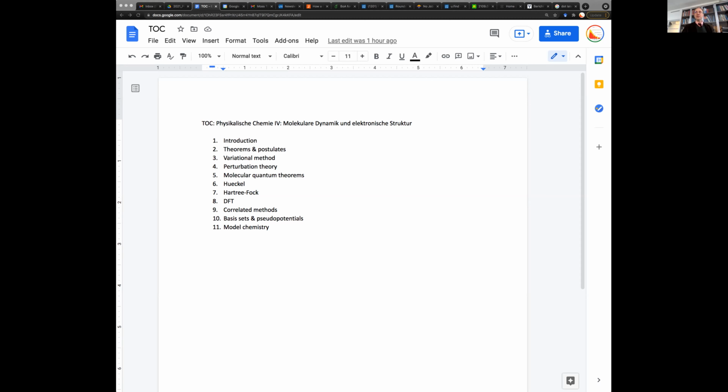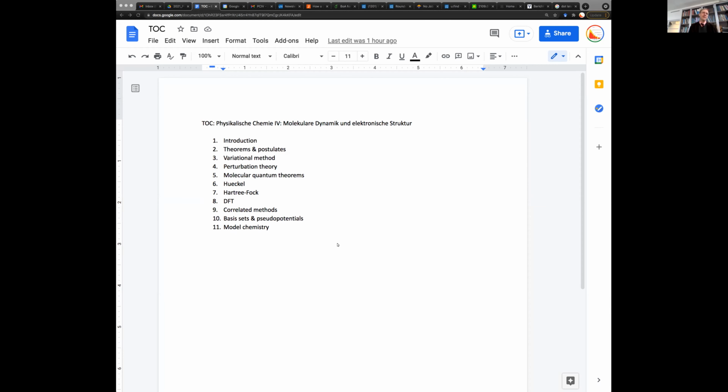So we start out in chapter 1 with the introduction. That's something we'll do today. We'll then have a rather lengthy chapter on the blackboard on theorems and postulates, a rather short chapter on the variation method. The perturbation theory chapter is also rather short. Chapter 5 on molecular quantum theorems is longer again. In there we will discuss the covalent bond in particular, the chemical bond, right? What is a chemical bond? How can you understand it properly?